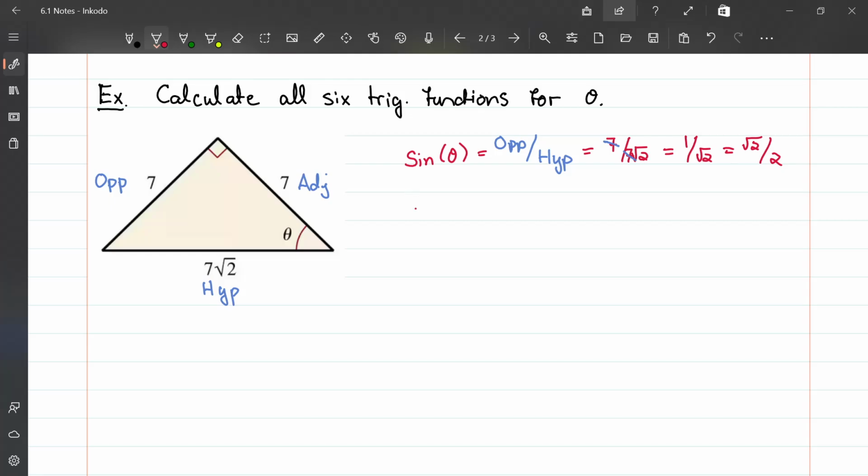If we move on to cosine, well, cosine of theta should be the adjacent side divided by the hypotenuse. And actually, that's going to be exactly the same calculation. We'll have 7 divided by 7 root 2, and we can just continue this work out and say it will be root 2 divided by 2.